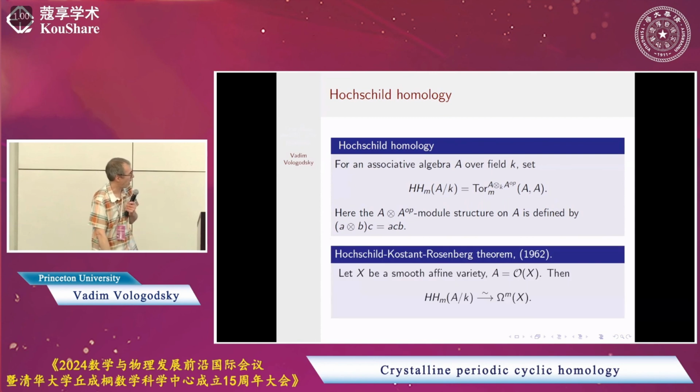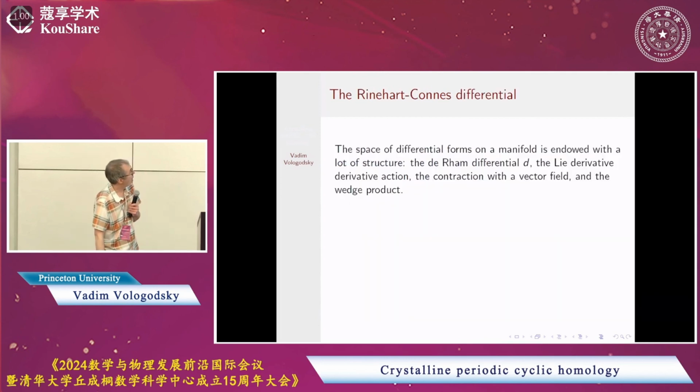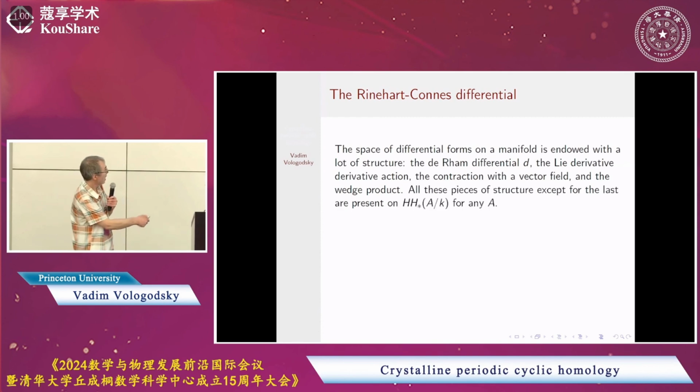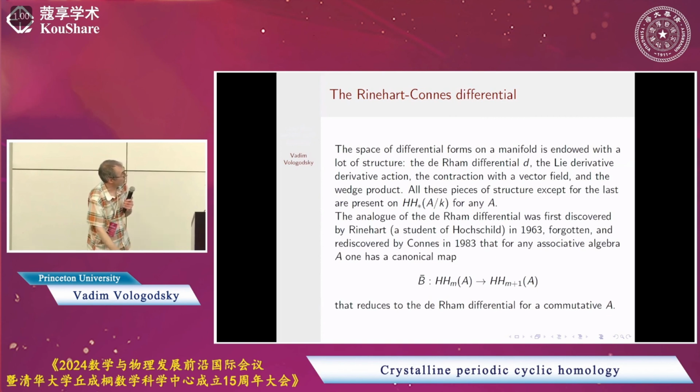This is the perspective of my talk. It's motivated by this result of Hochschild, Kostant, and Rosenberg that says that if X is a smooth affine variety, then you recover differential forms. Now, the space of differential forms in differential geometry has a lot of structure. You have the action of vector fields by Lie derivatives, by substitution. You have the de Rham differential, and you have the Cartan relations. And it turns out that everything is present on this non-commutative side. So you can replace differential forms by Hochschild homology, and you get all this structure, except for the multiplicative ring structure.